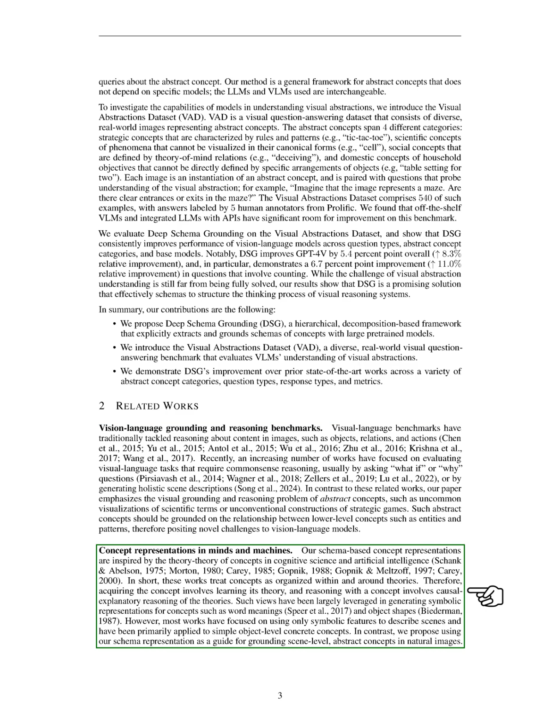We draw inspiration for our schema-based concept representations from cognitive science and artificial intelligence theories, which view concepts as organized around theories. Learning a concept involves understanding its theory, and reasoning with it requires causal explanatory reasoning. While many studies have focused on symbolic features for simple, concrete concepts, we propose using our schema representation to ground abstract concepts in natural images.